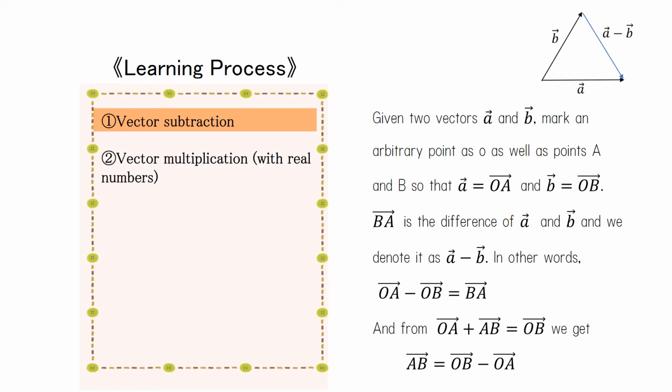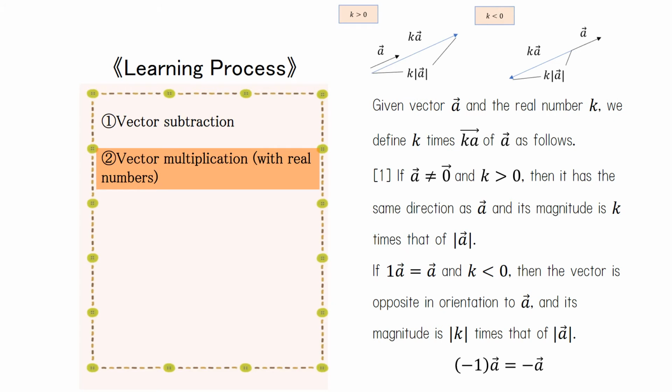Vector BA is the difference of vector A and vector B, and we denote it as vector A minus vector B. In other words, vector OA minus vector OB equals vector BA. And from vector OA plus vector AB equals vector OB, we get vector AB equals vector OB minus vector OA.